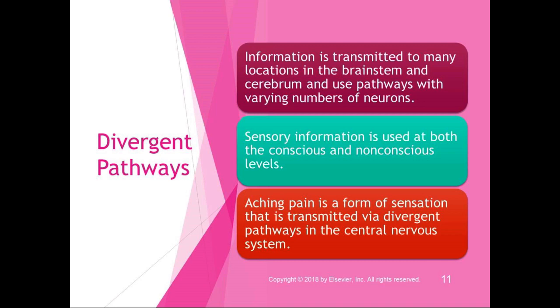Aching pain is a form of sensation that's transmitted via divergent pathways in the central nervous system. So we'll talk about the difference between fast spinothalamic pain, which travels in those anterolateral columns, and aching pain, which is transmitted via the divergent pathways. They're different pathways, so fast pain versus slow pain.